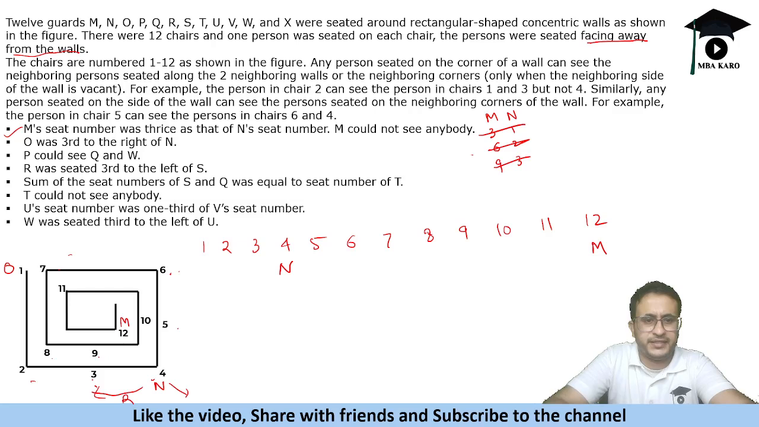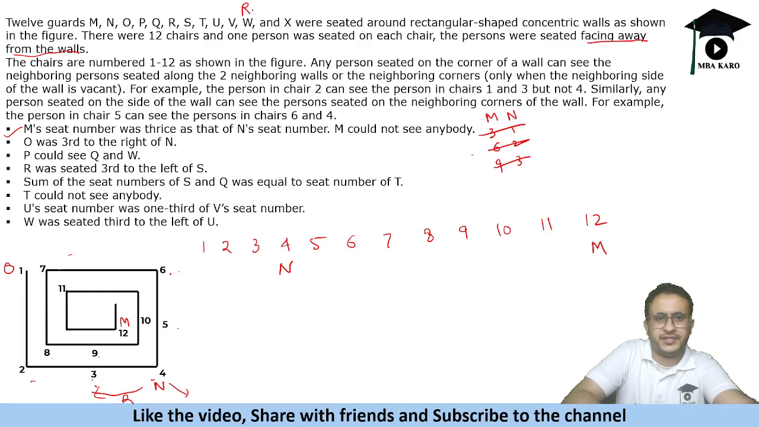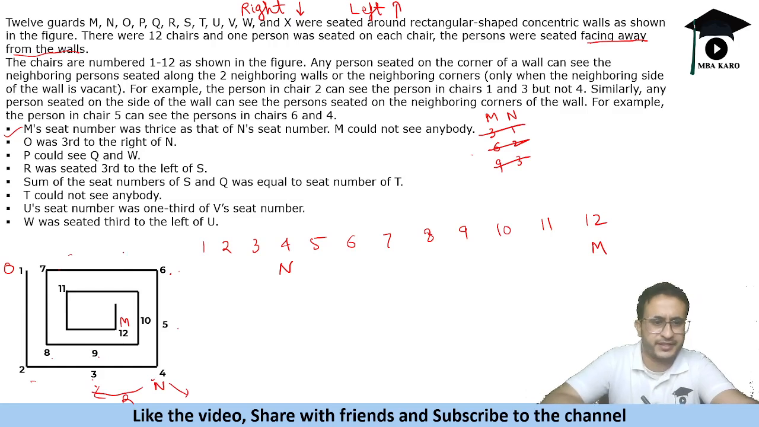So right side, remember this in this arrangement, on the right side the numbers will decrease. Okay, and on the right means the numbers will decrease, and if it says left the numbers will increase. So is this O on the right side? So first, second and third, so O is on 1.